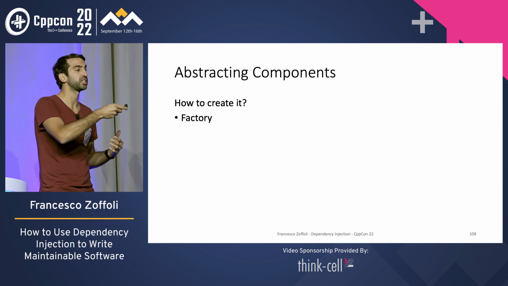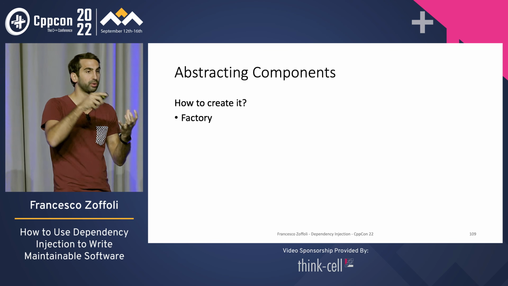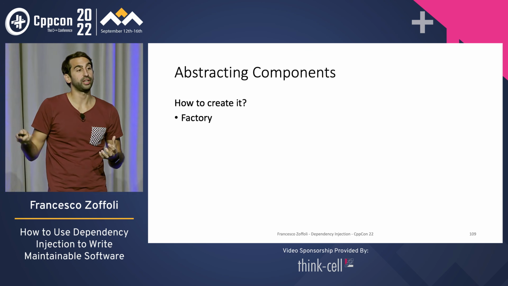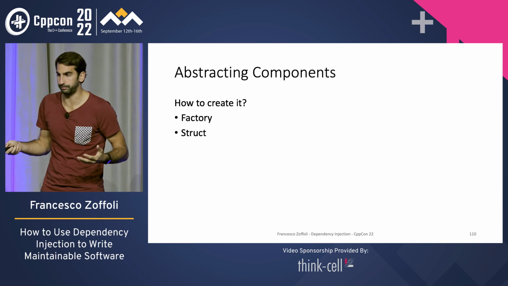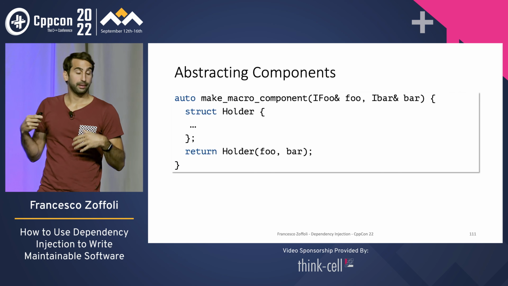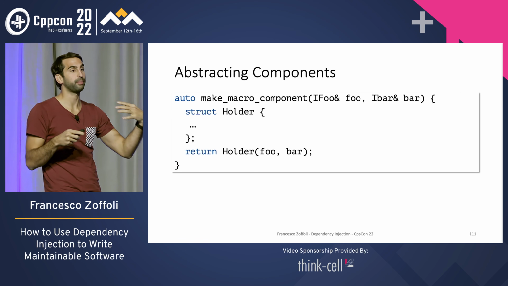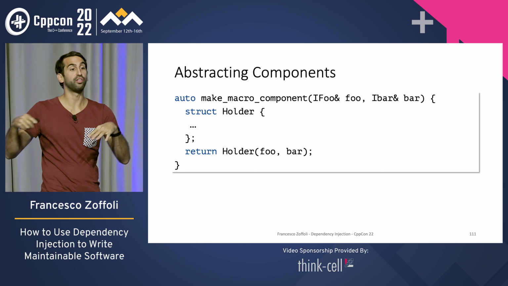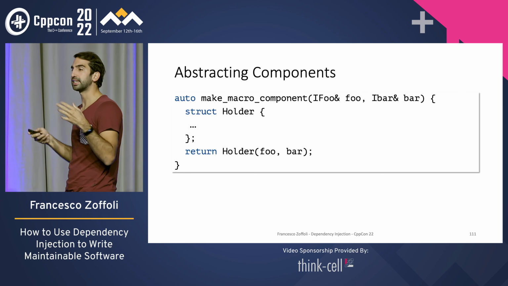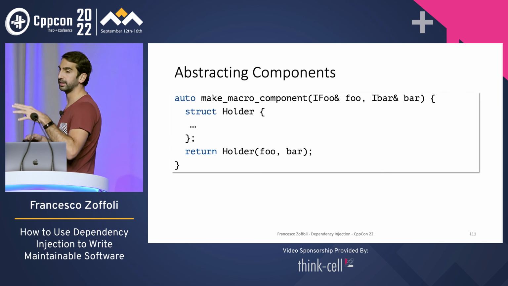We just saw with factories how we can create a function which gives us back a component which is responsible for the lifetime of many dependencies. But the other option in this case is to use a struct. How does it look like? We have a function which returns by auto and takes as parameters all the dependencies of our macro component, always by reference. Then, inside the class, we define a struct, and we return this struct passing the dependencies to it.